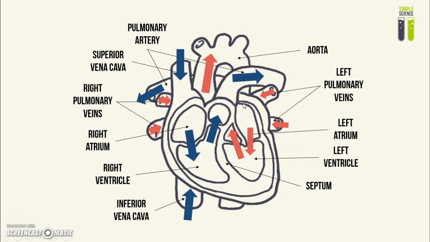Secondly, the muscle walls of the atria are much thinner than the muscle walls of the ventricles, and similarly, this is because the ventricles have to pump blood to a greater distance than the atria. As you can see, the atria only has to pump blood a very small distance from the atria to the ventricles, but the ventricles have to pump blood to other organs of the body.